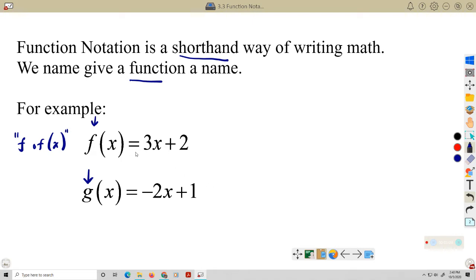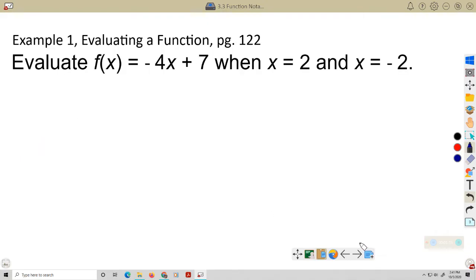And we define it usually by an equation, right? So f is defined as 3 times x plus 2. G is defined as negative 2 times x plus 1. Okay, well, how does that work when we're doing math? So here's the example from the book.